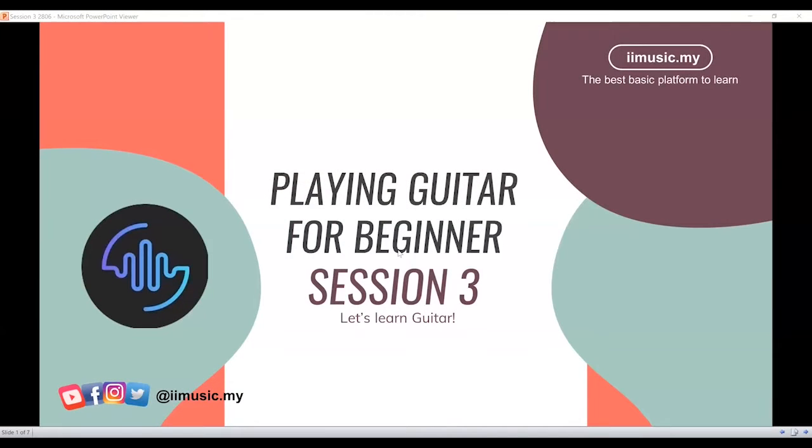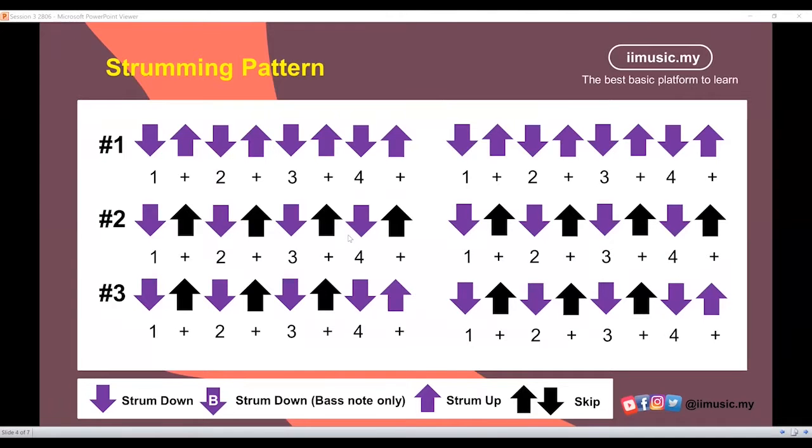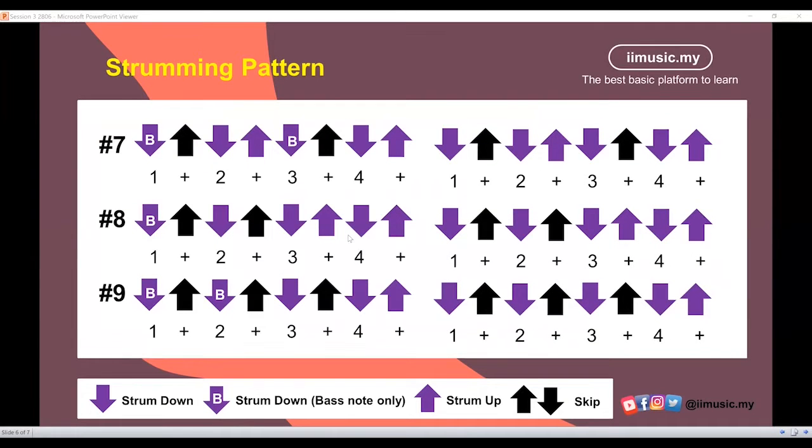Playing guitar for beginners, session 3. So today we're going to talk about the capo in a short time, but the main topic that we're going to talk about today is a strumming pattern that is important, and we have some strumming pattern examples here that I'll help you to play.